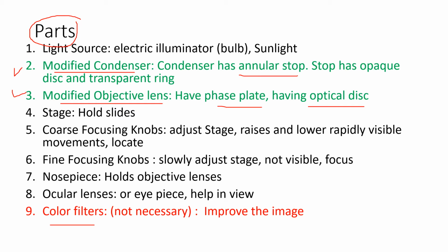Whenever we get an image from phase contrast microscopy, we always get dark and bright images. To improve the image and get colors into it, we can use color filters, but it is not necessary. If you want to use it, you can, just to improve the image.